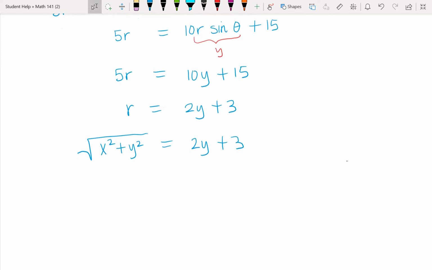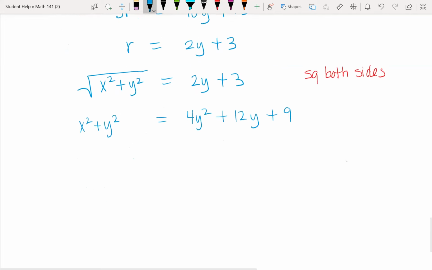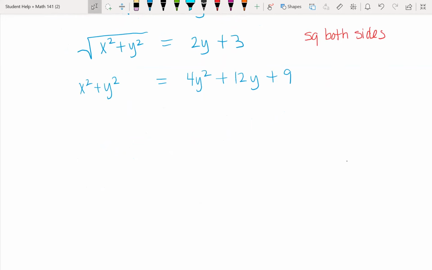So I've got, and then I have to square both sides, right? So I've got x squared plus y squared equals 4y squared plus, I multiply these two things together and double it, so that'll be plus 12y and then plus 9. Right, I'm going to move everything to the left. I'm going to have x squared minus 3y squared minus 12y minus 9 equals 0.